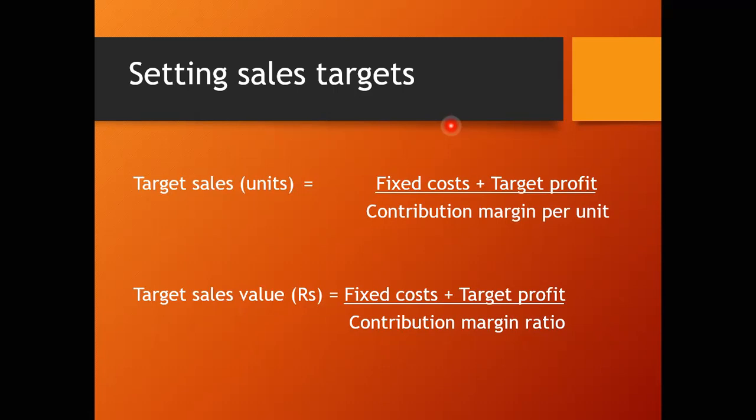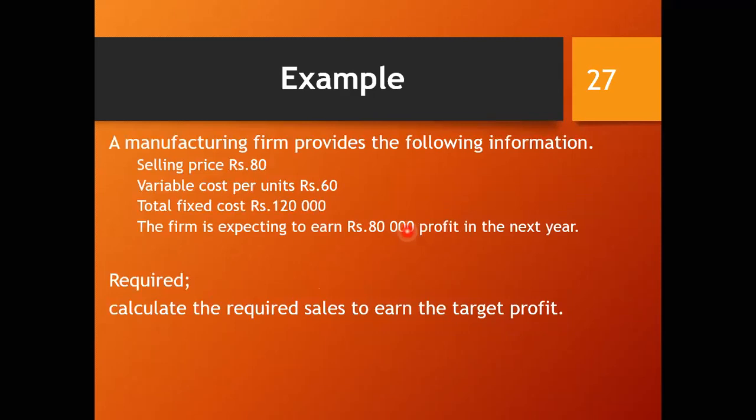If you want to calculate the target sales value, then the same value can be divided by the CS ratio. We'll take this example. Calculate the required sales to earn a target profit of 80,000. In a few seconds, quick calculations.